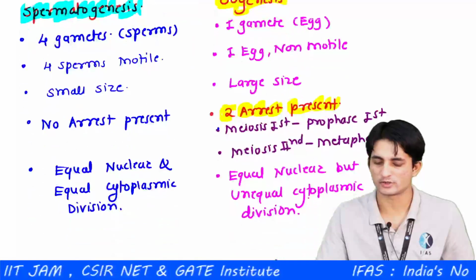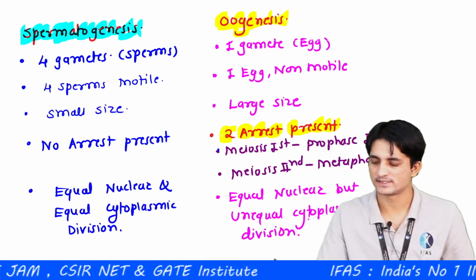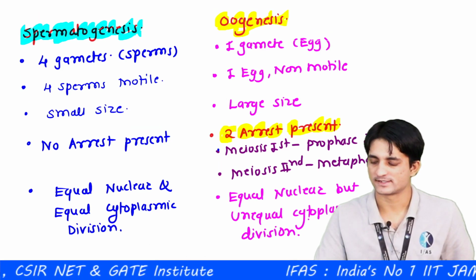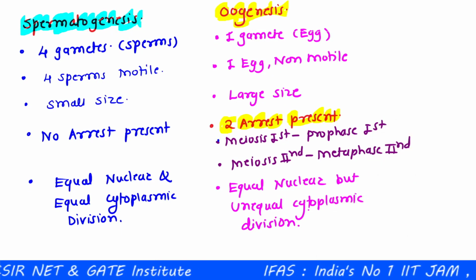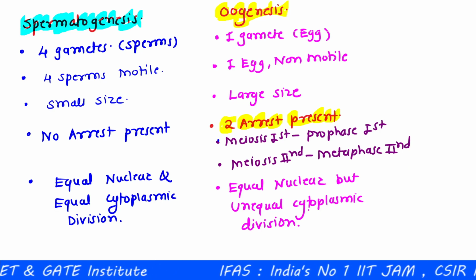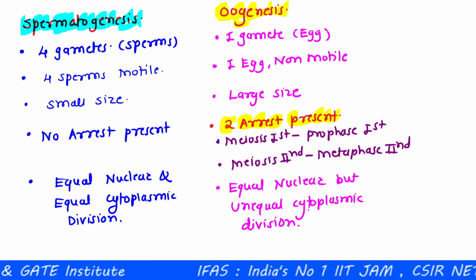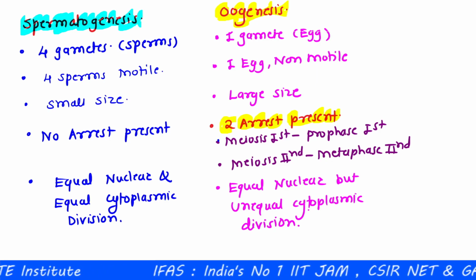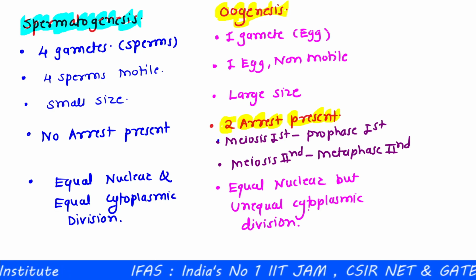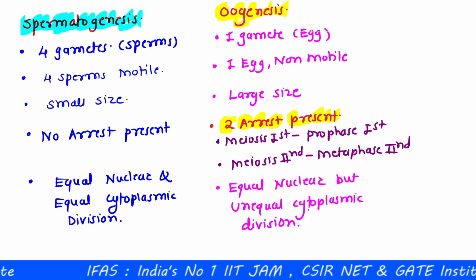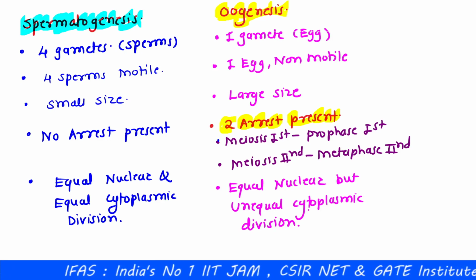So spermatogenesis occurs in the testis, oogenesis occurs in the ovary, that we have discussed. So this is the oogenesis topic that we have discussed. Now in the next lecture we will discuss the structure of the egg and then fertilization. In this lecture we have discussed gametogenesis: spermatogenesis and oogenesis. So thank you.